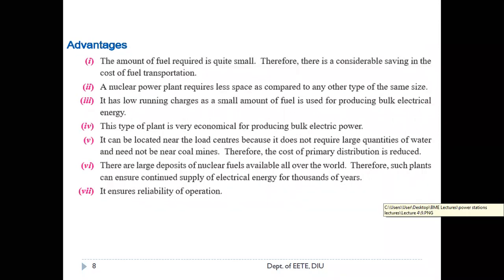The advantage is definitely that the amount of fuel will be much less, as we discussed at the very beginning. And when you produce so much energy from a small amount, it should be economical also. It also ensures the reliability of the operation. That means if you can establish it properly, it is quite reliable as long as no big mistake is made. These are the advantages. I shouldn't read line by line, you can easily read them.